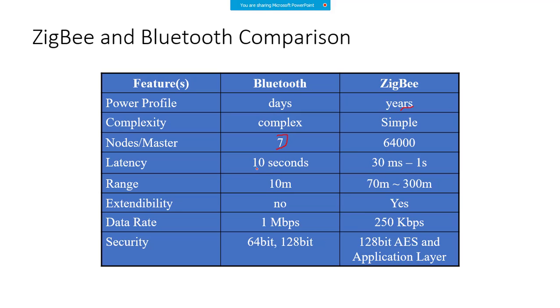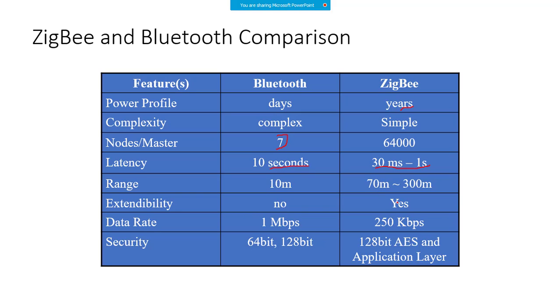What is the latency? Latency is the delay, actually. It's in terms of 10 seconds. Please understand, latency is 10 seconds. Here, very low latency, milliseconds. You understand the difference. Range: it's 10 meters, or nowadays, if you talk about the latest Bluetooth technology, it can go 50-60 meters. But it really depends on the location and what kind of obstacles you have. Here it's 70 meters to approximately 300 meters.